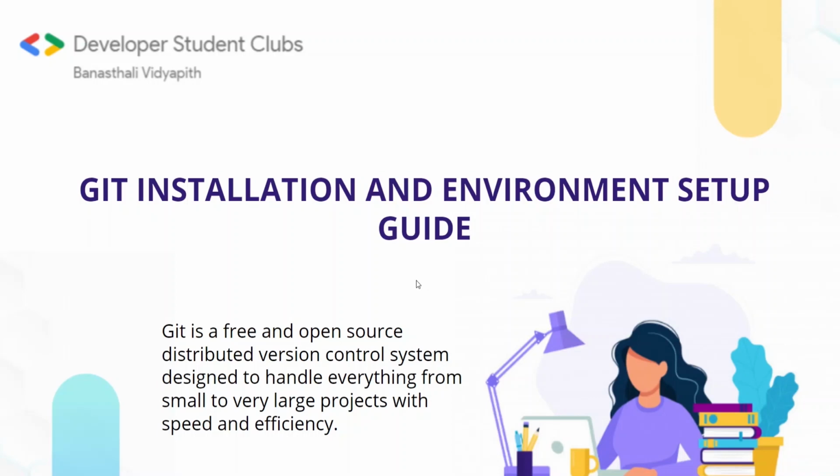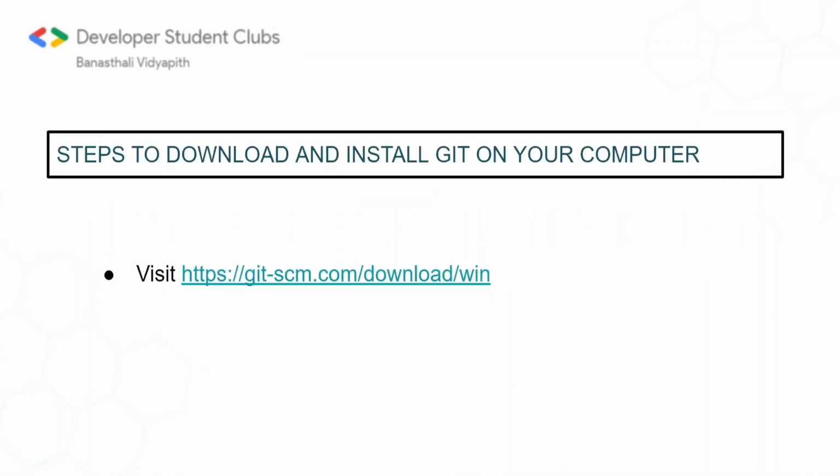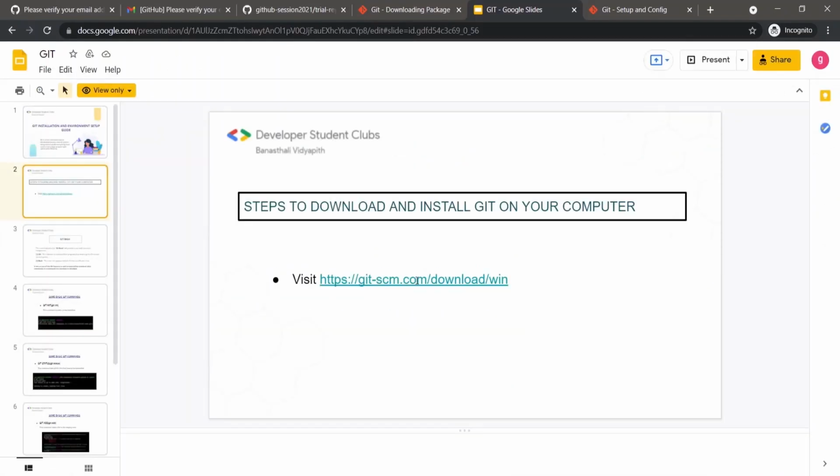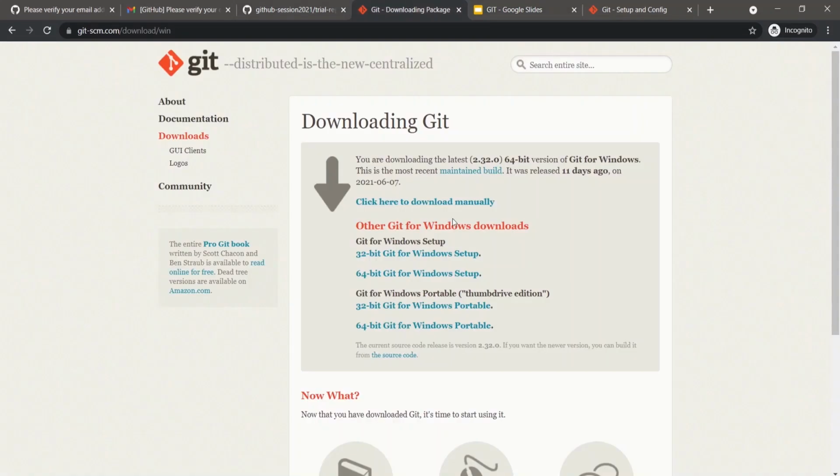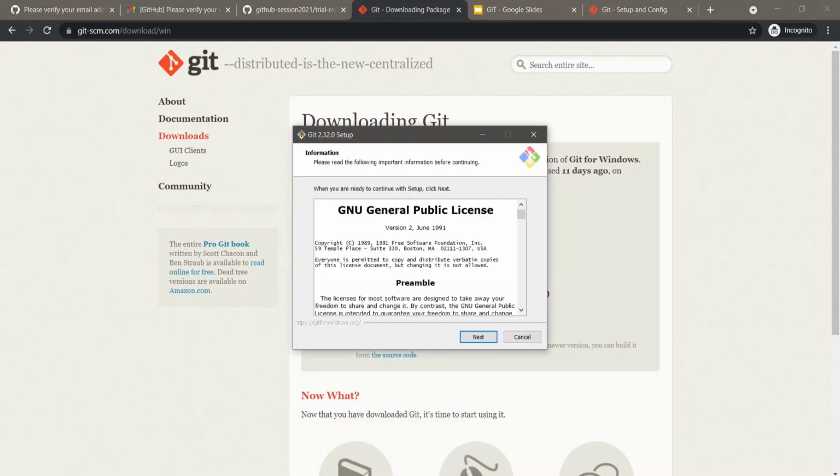So what is Git? Git is basically a free and open source distributed version control system designed to handle everything from small to very large projects with speed and efficiency. How can we download Git on a computer? Go to this link. This will either automatically download Git on your computer, or you can manually download it from here. Since I've pre-downloaded this package, we'll continue forth.